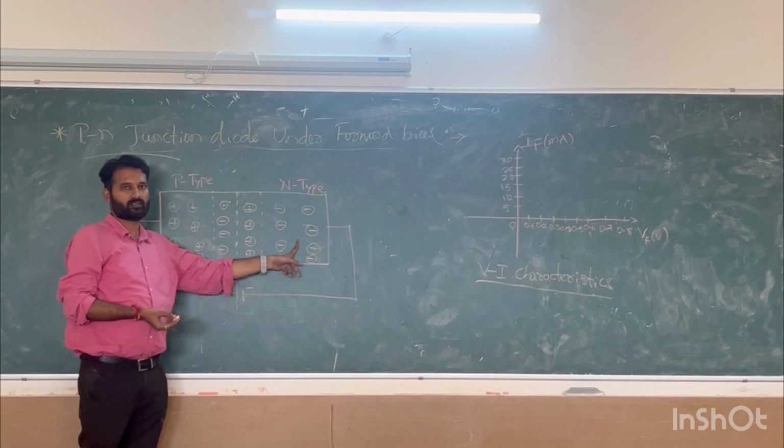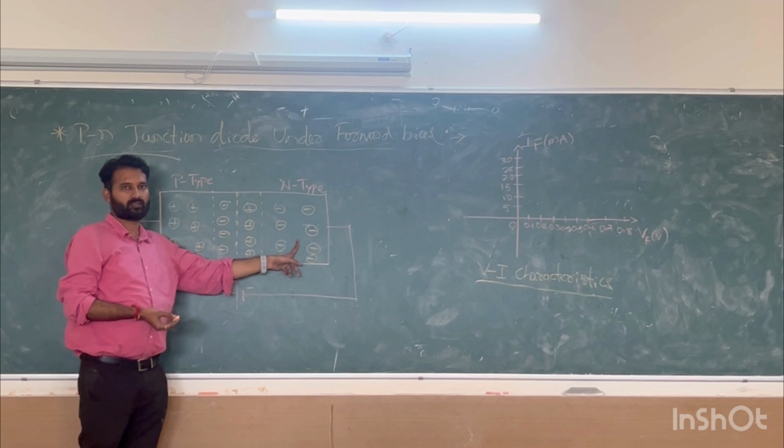So when you connect the positive terminal of the battery to the P type of the PN junction, and the negative terminal of the battery to the N type of the PN junction, then the applied bias, bias means potential, or we'll say an external battery that we are connecting. I will also tell why we are connecting a battery. This is nothing but bias.